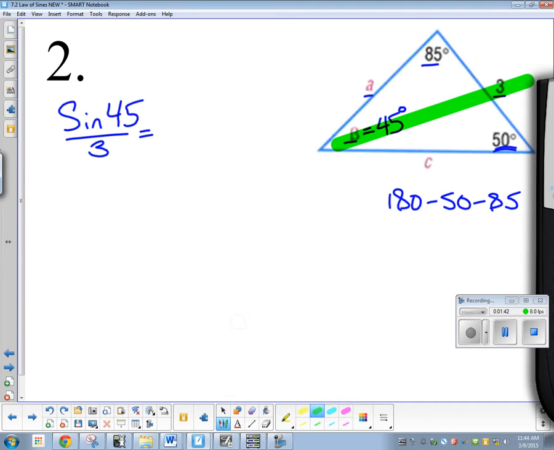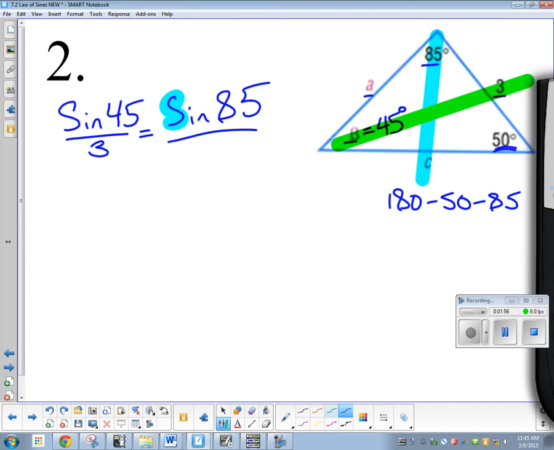If we are solving for C, that means we're using these 2 numbers. So we're going to set that proportion equal to the sine of what number? Sine of the angle. It's always sine of an angle. You cannot take sine of a side. Don't do that. Sine of 85 over C. Okay? We are cross-multiplying again.